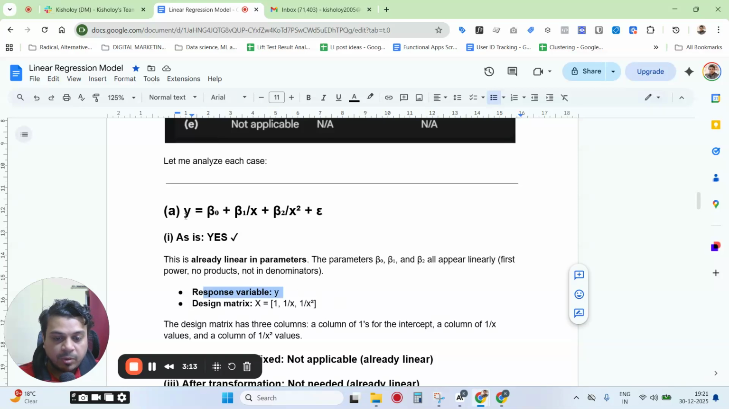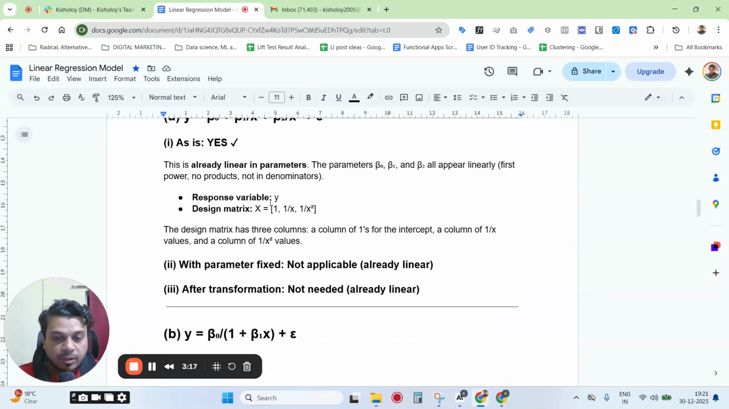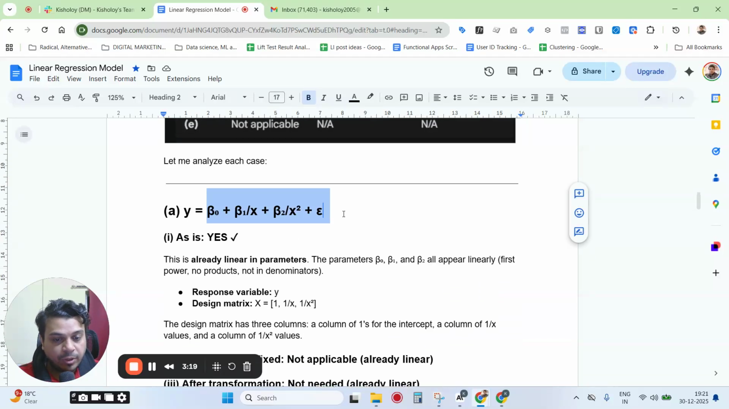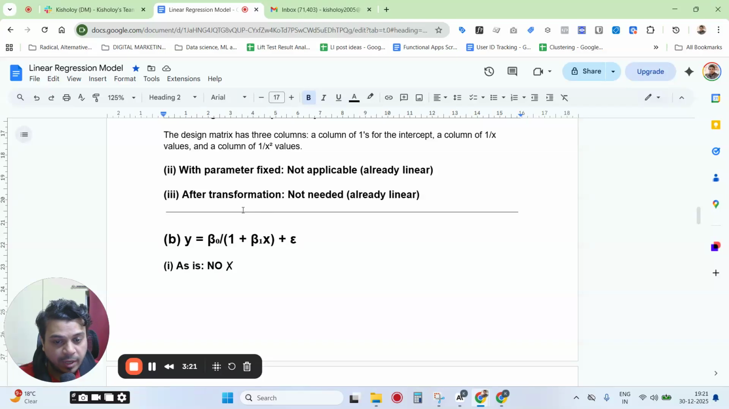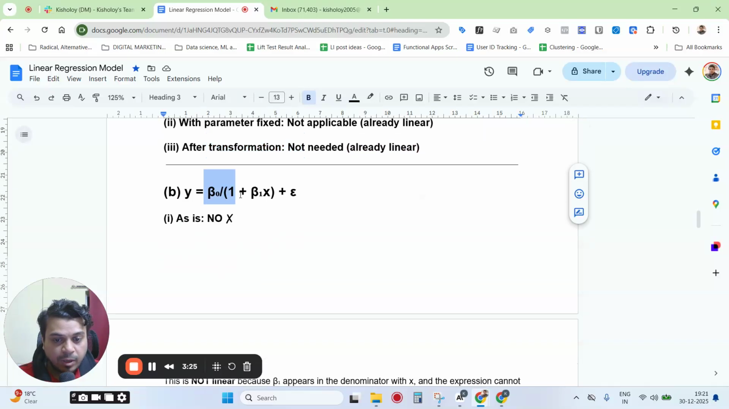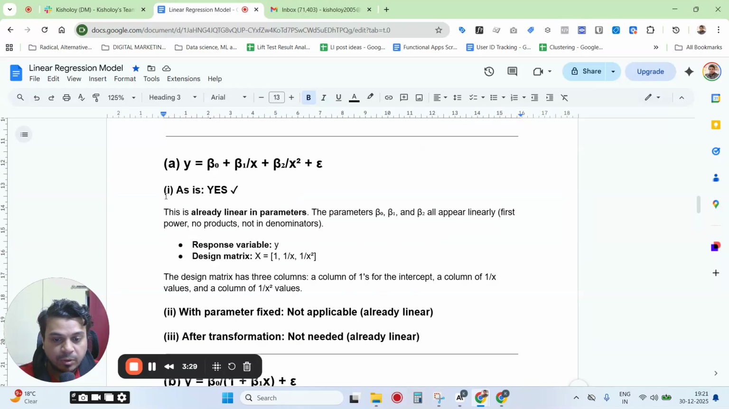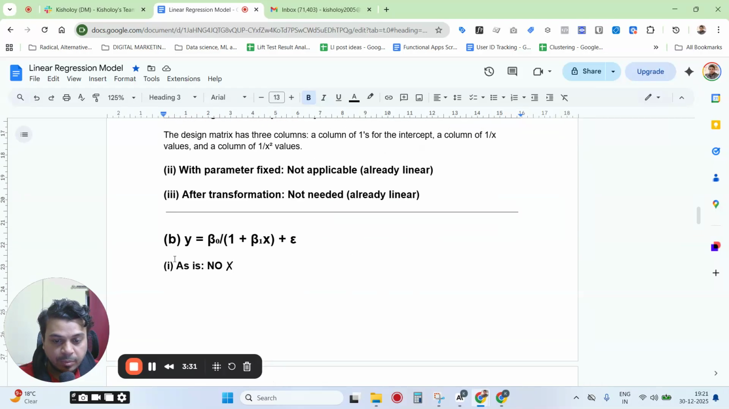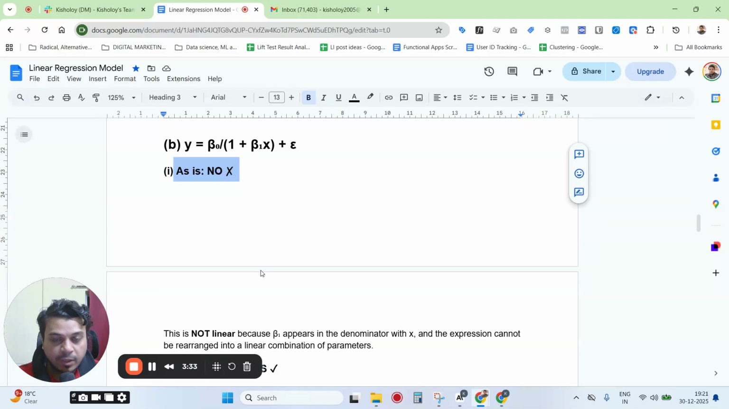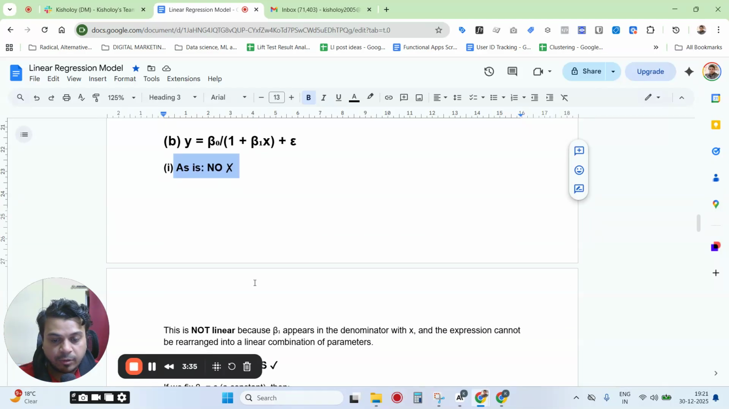So the response variable remains y, because you don't need any transformations. Therefore, this is a linear regression model already. You don't need parameter fixing or transformation. For the second one, though, you'll see that the answer is no. Remember, the first question is about as is. So as is, no, it's not in its current form a linear regression model.